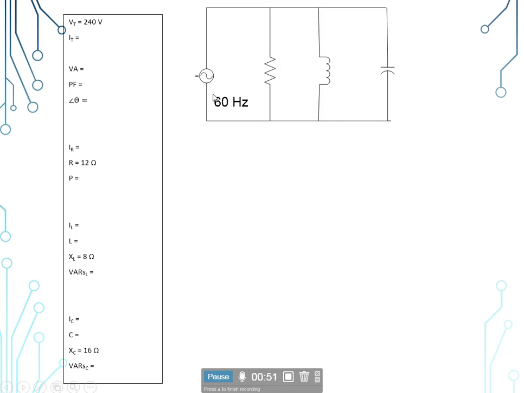We have three paths. Our circuit frequency is 60 hertz, total voltage is 240 volts. Our resistance is 12 ohms, our inductive reactance is 8 ohms, and our capacitive reactance is 16 ohms. So let's get started with this.